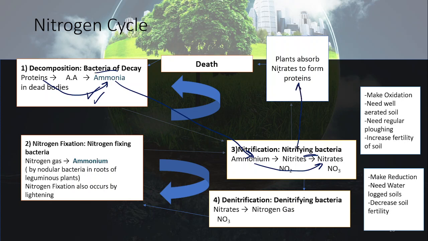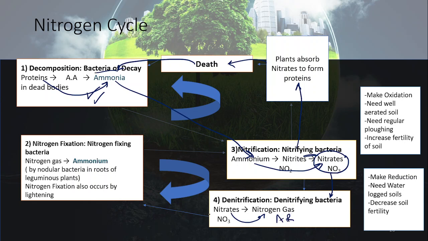Nitrates are absorbed by the plant to form proteins, and then the plant dies. After its death, it decomposes again. What about the excess nitrates? They are used by the denitrifying bacteria and are converted back to nitrogen gas in the air.